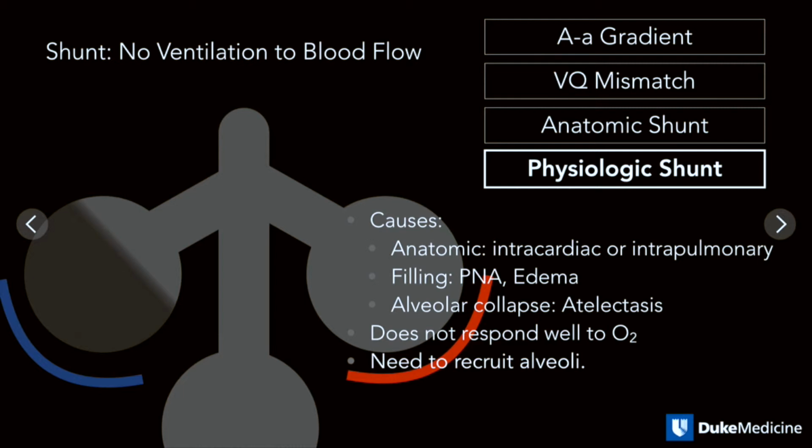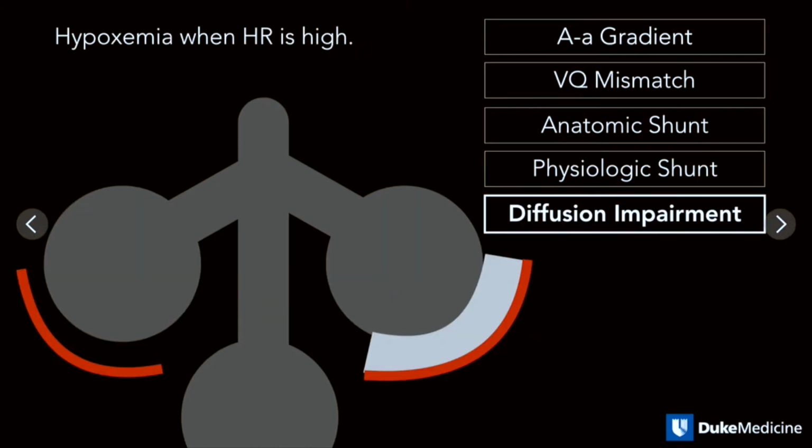You manage it by recruiting more alveoli and increasing blood flow to areas that are well oxygenated. Causes are anatomic shunts, filling defects, or complete alveolar collapse like atelectasis. And the last one we'll talk about is diffusion impairment. This isn't in either scenario truly, but some kind of interstitial disease, fibrosis or otherwise, that leads to an impairment of diffusion of O2 from the alveolus to the vasculature.